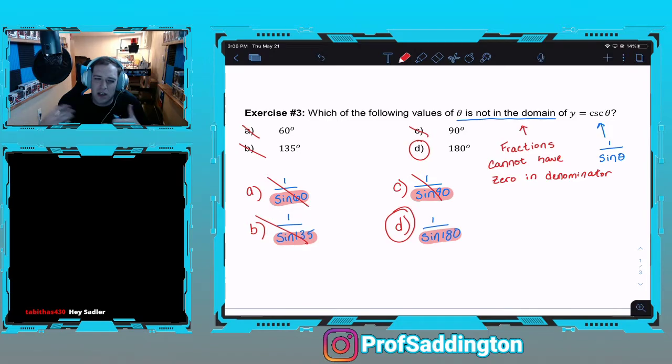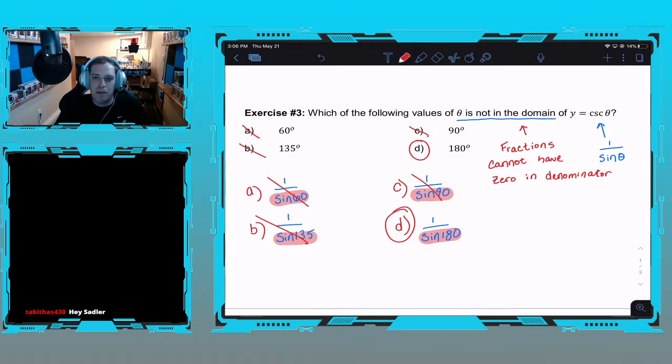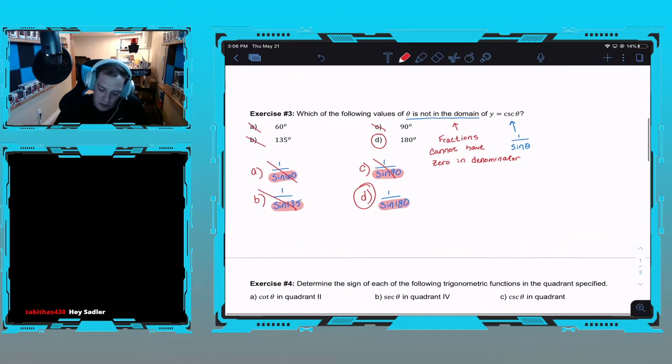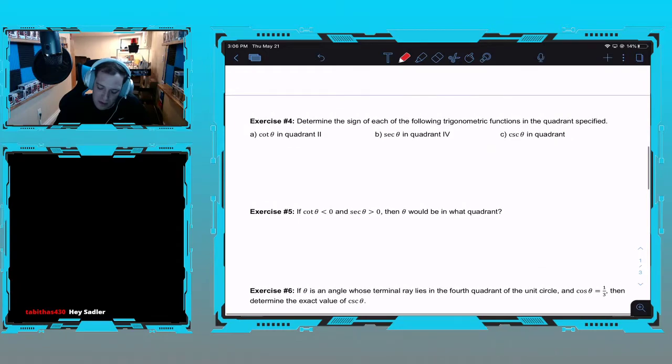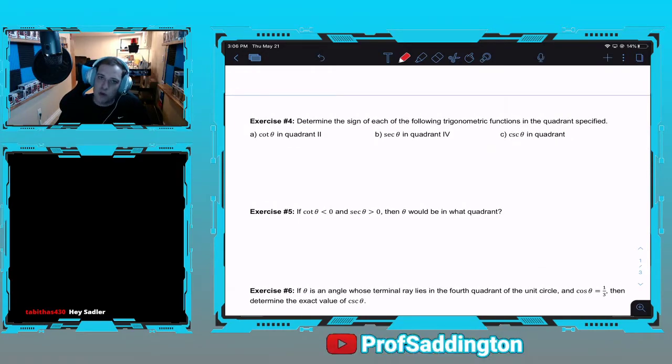So like I said, these are going to be kind of brief. I'm mixing in some old stuff that we've done with these new functions, and we're just going with it. Number 4 and 5, we've actually already done before. We just haven't done them with the new trig functions. We only did them with sine, cosine, and tangent.